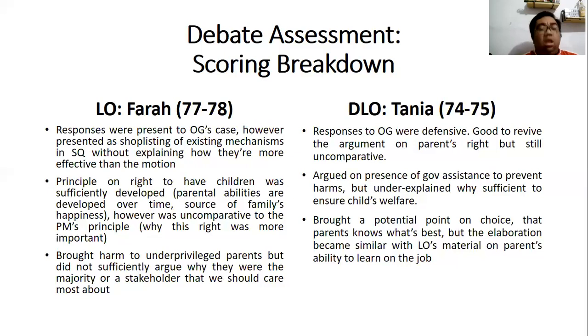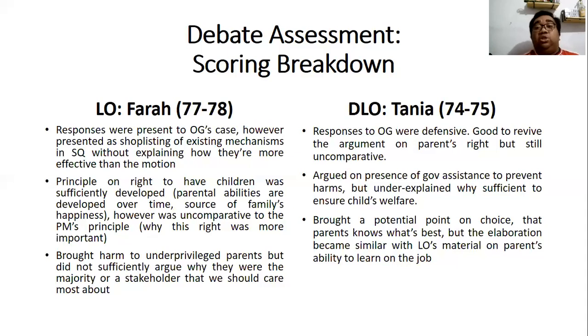The third reason is we also felt that leader of opposition brought harm, which is that underprivileged parents are going to suffer, but they did not sufficiently argue why they were the majority or a stakeholder that we should care the most about, and also what were these harms. There was just very minimal explanation when it comes to that. So those were the reasons why we felt that leader of opposition got between 77 to 78.